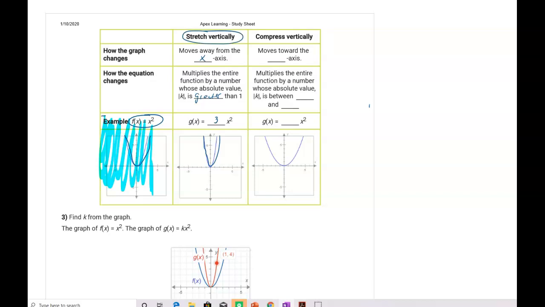Now when we compress vertically, every ordered pair moves towards the x-axis. And that's when we multiply the entire function by a number whose absolute value is between 0 and 1, meaning it's a proper fraction or decimal value between 0 and 1. And if you notice, we say compress vertically means it gets wider.